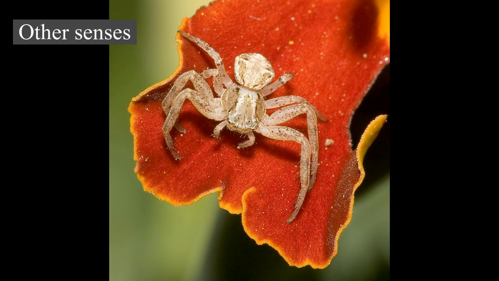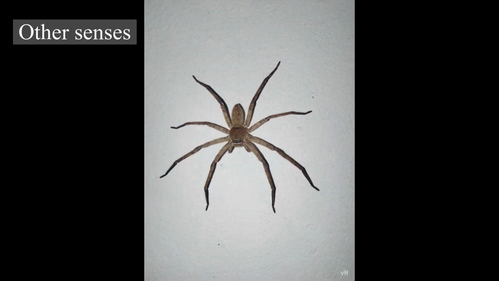Spiders also have in the joints of their limbs slit sensilla that detect force and vibrations. In web-building spiders, all these mechanical and chemical sensors are more important than the eyes, while the eyes are most important to spiders that hunt actively.